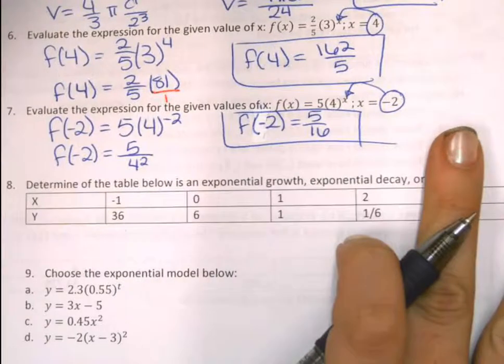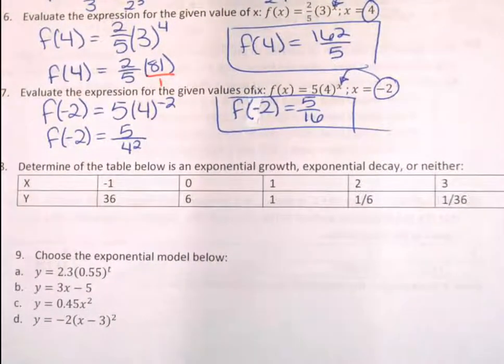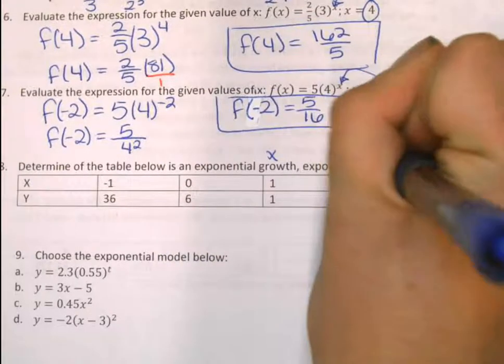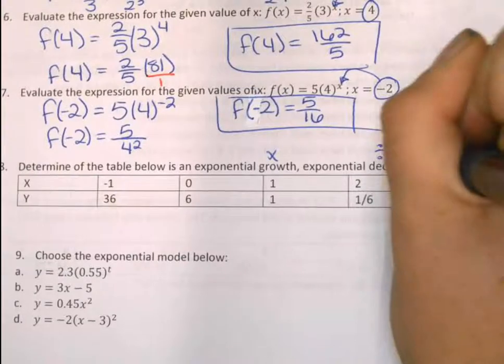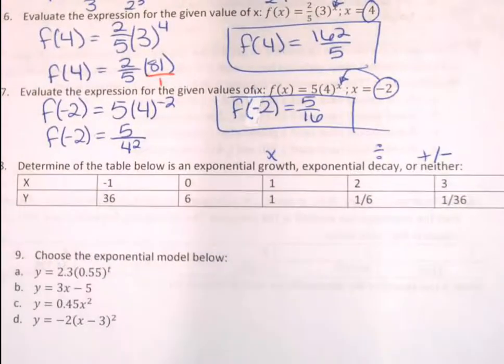On number 8, it wants me to determine if it's an exponential growth, decay, or neither. Exponential growth is a multiplying pattern. Exponential decay is a dividing pattern, and neither would be things like where I'm adding, subtracting, or just doing a bunch of random stuff between each number.